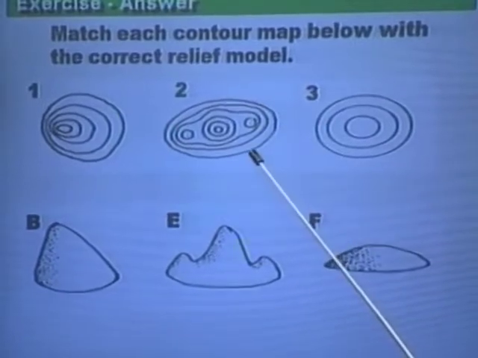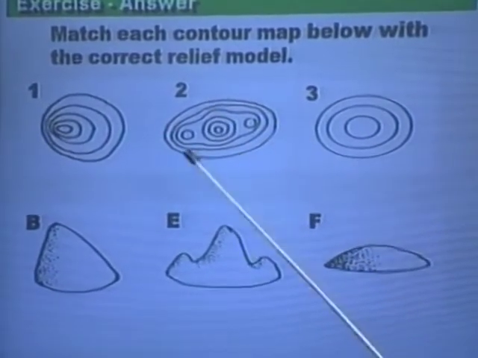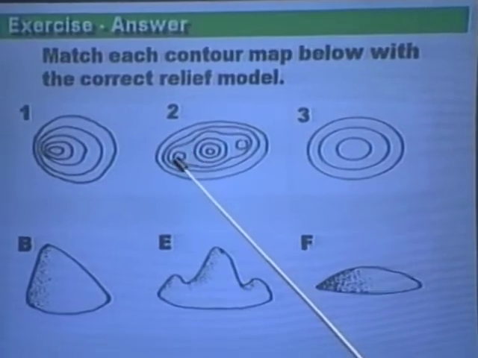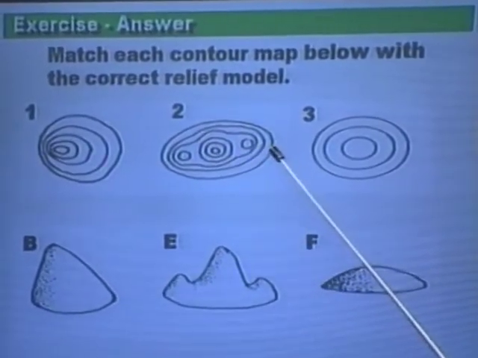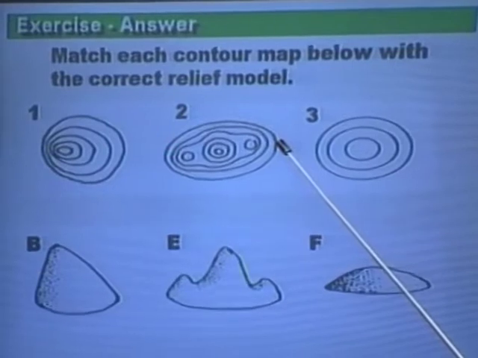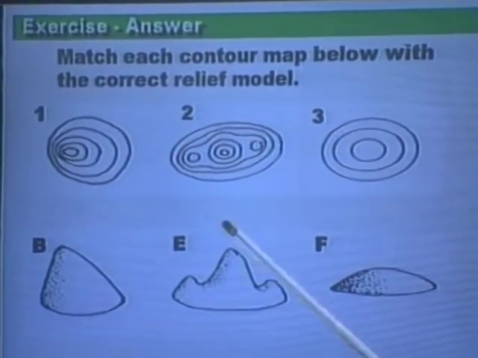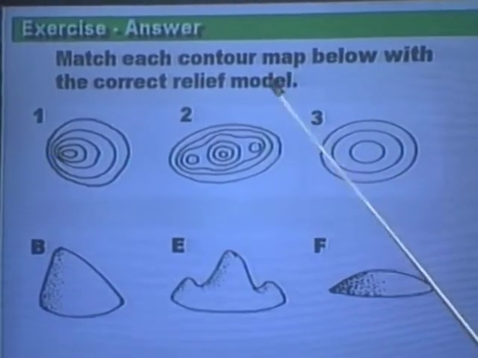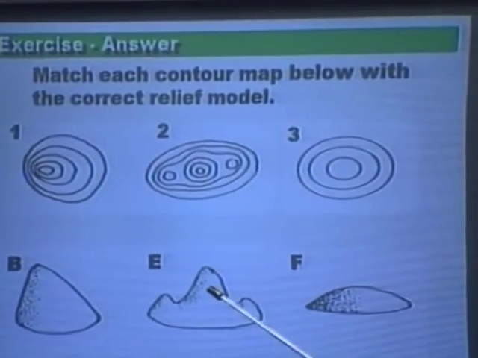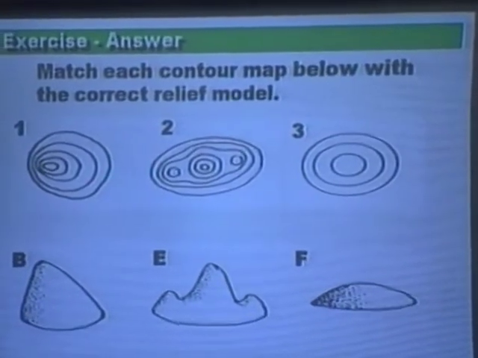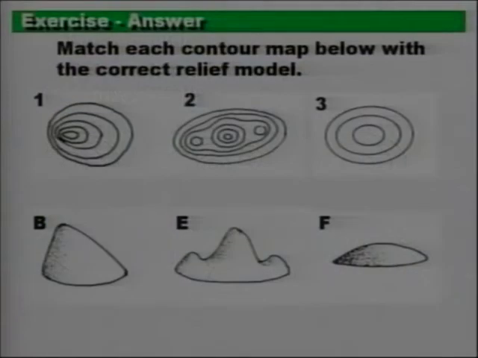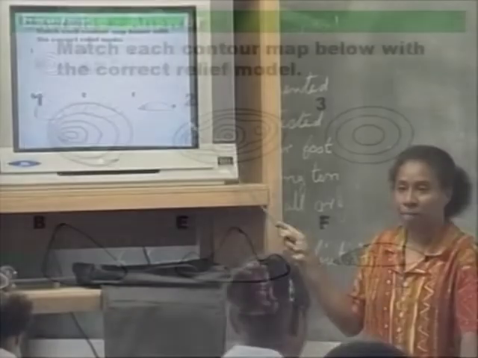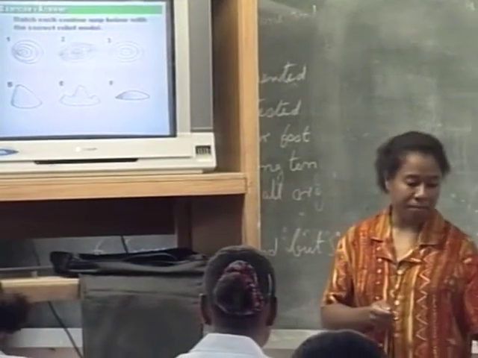Okay, let's check contour pattern number 2. If you look carefully at contour pattern number 2, it's got a circular contour here, 1 in the middle, 1 on the far right hand. To match it with the relief model, it will be E. So number 2, contour pattern will go with E model. Number 3, a nice circular contour. And number 3 contour pattern will go with the model F. So 3 will go with F.